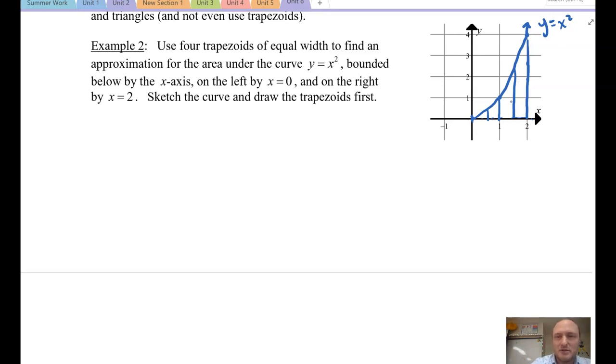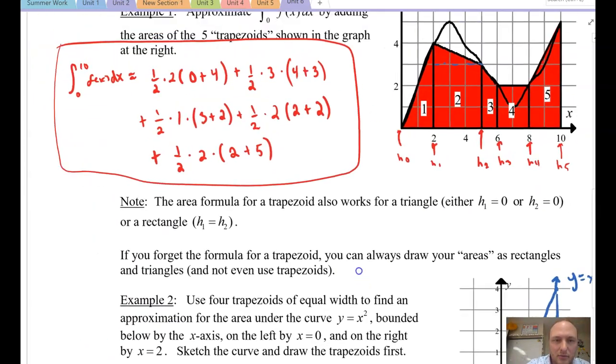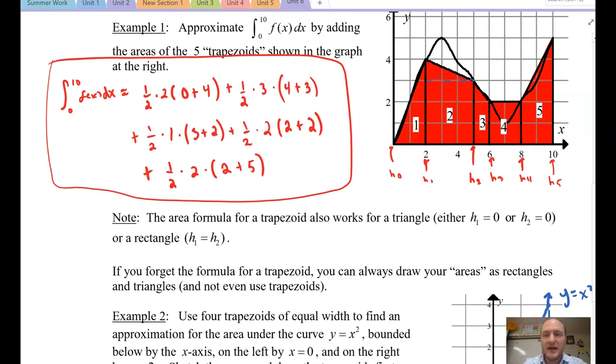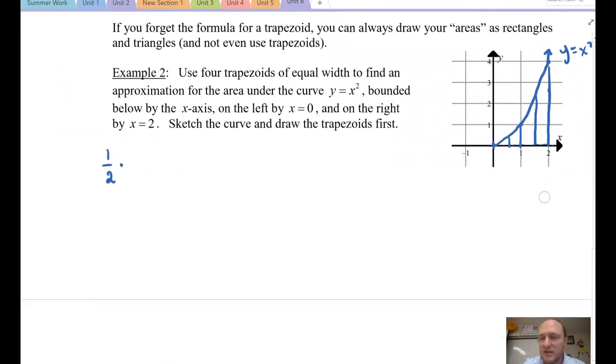So what I'm going to do here is go ahead and approximate this. The value is going to be 1/2 times, and I want you to notice, the area of a trapezoid is 1/2 the width. Earlier we had all these different widths, but in this problem I have equal widths. Each width is 1/2, so I'm going to factor this out, and it'll help us simplify our calculation. So 1/2 times 1/2, and I'm going to multiply now by the summation of the heights.